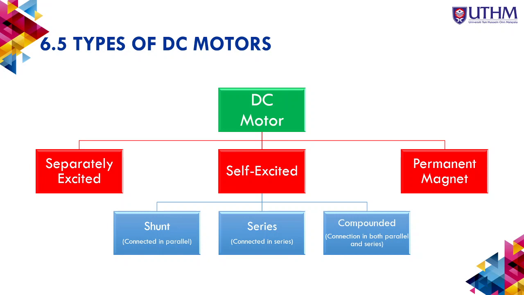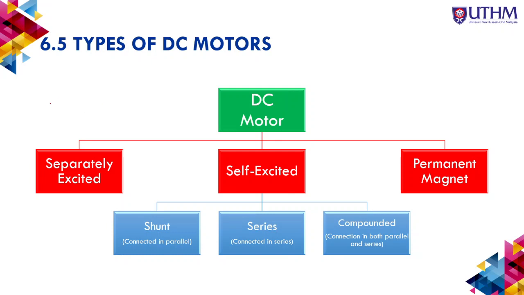In this video, I'm going to explain a little bit about the types of DC motor. Actually, I want to give just a summary of the types of DC motor. We have three types. One is separately excited, where for the field current we have another source, and for the terminal voltage we have another source.